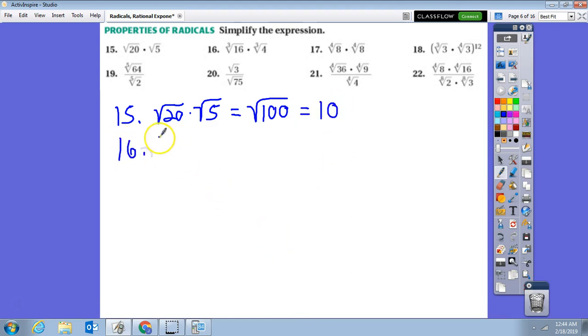Same thing with cube roots, like the cube root of 16 times the cube root of 4. They're both cube roots, so you can multiply them. So what is the cube root of 16 times the cube root of 4? That is the cube root of 16 times 4 is 64. What's the cube root of 64? 4. Again, you can use your calculator, or you can know that 4 to the third power is 64.